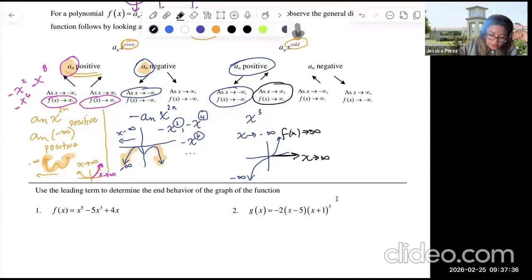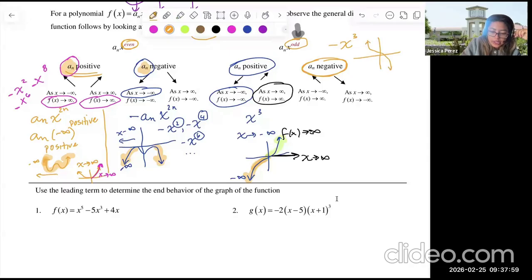So then notice here that my graph, as x is going down, then y is going down. As x is going up, then y is also going up. Now that's when your a sub n is positive. But what happens if a sub n is negative? If I have negative x cubed, now what happens?